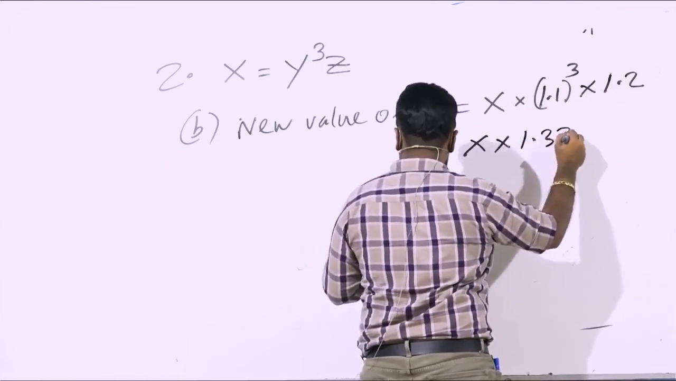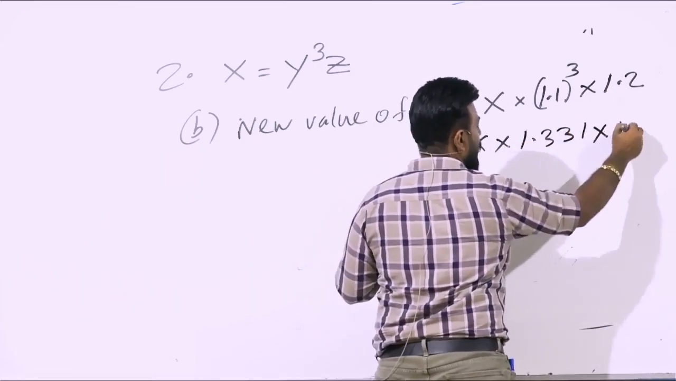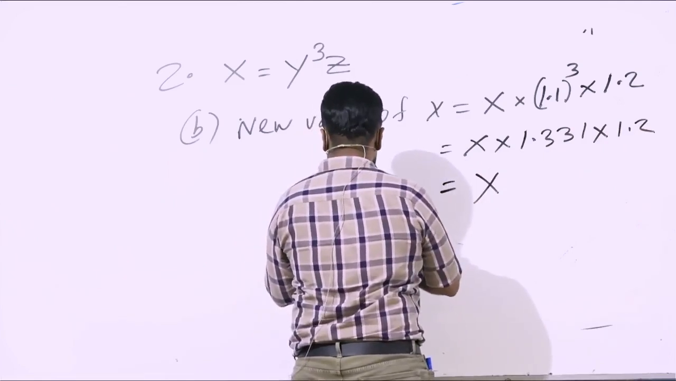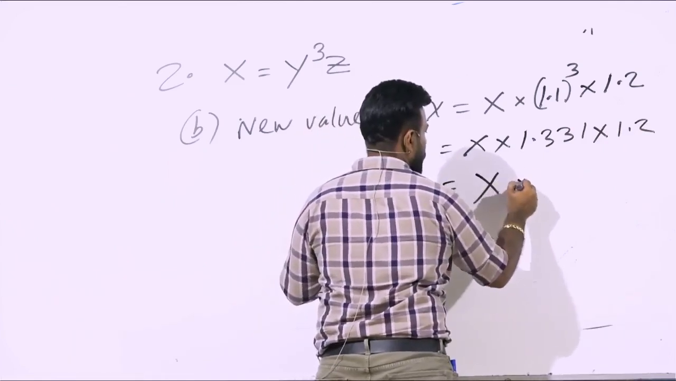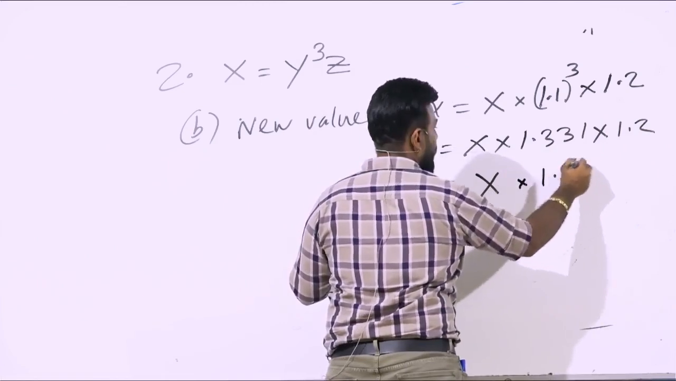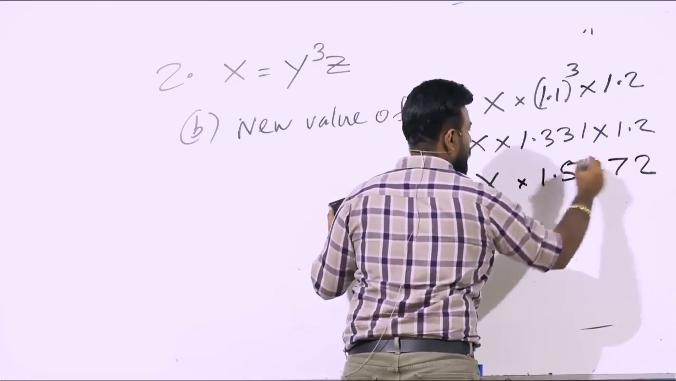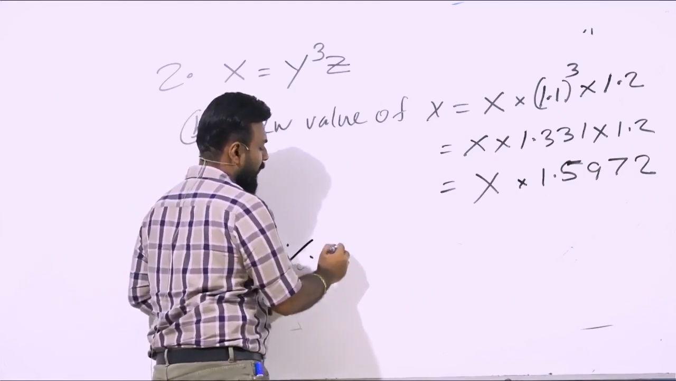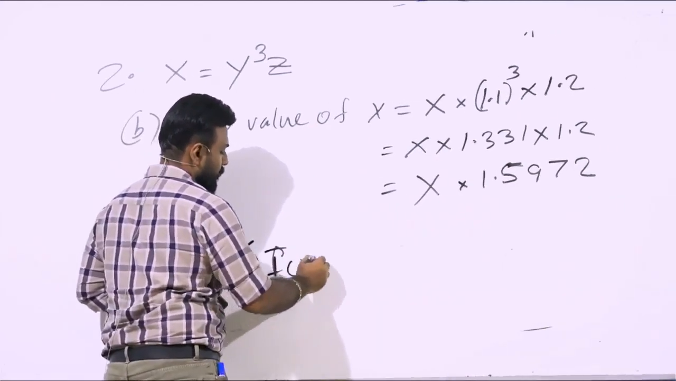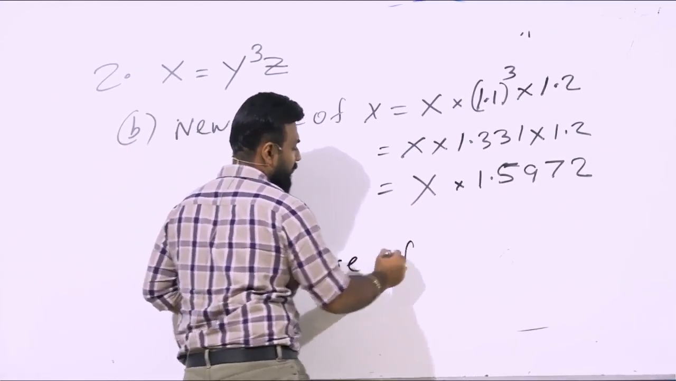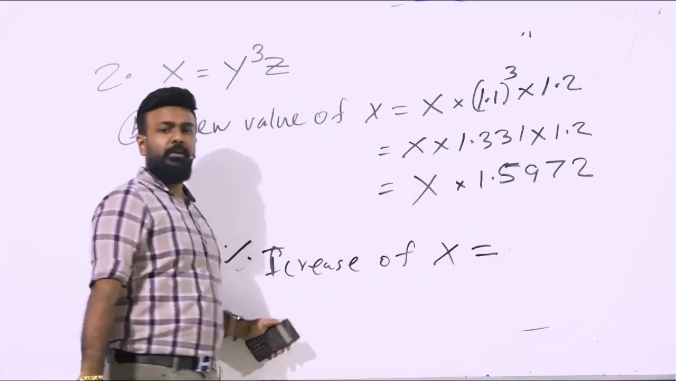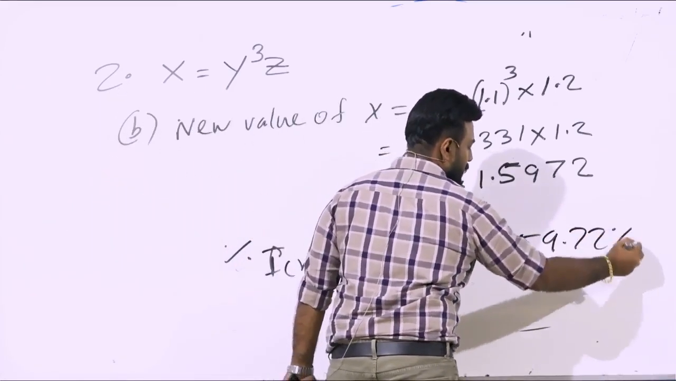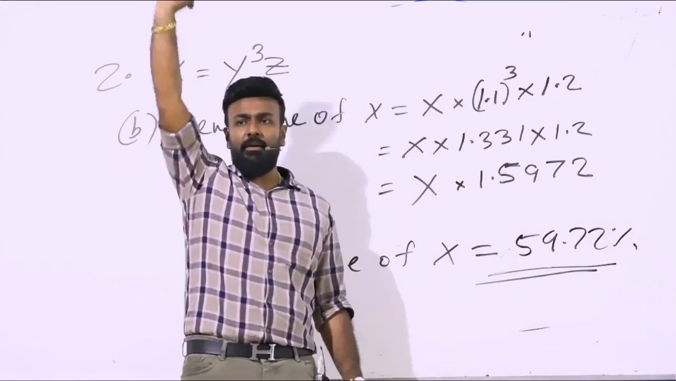1.1 cube is 1.331, into 1.2, it is x into 1.5972. Now I am eagerly waiting to see what the percentage increase of x is. Say it aloud. 59.972. Look, now it came out right.